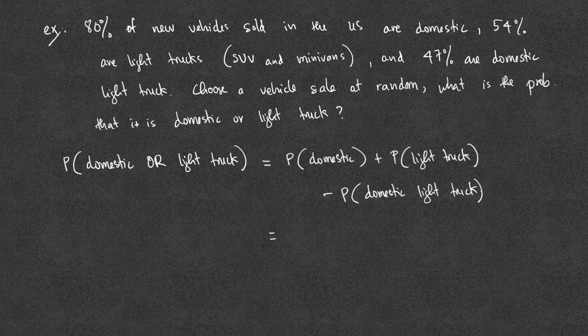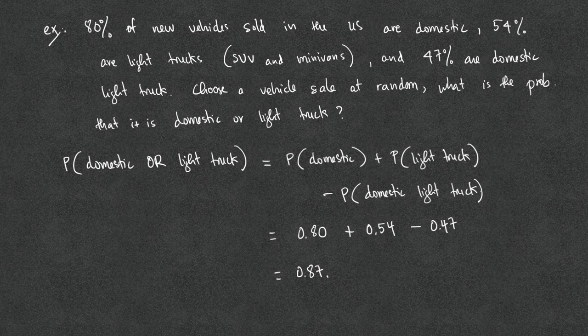The probability of a domestic vehicle is 80%, but in terms of probability, it is a number between 0 and 1, so it is 0.80. Plus, the probability of light trucks is 0.54, minus the probability of domestic light truck, which is 0.47. Put this in a calculator, we will get 0.87. This means 87% of new vehicles sold in the United States are either domestic or light truck.